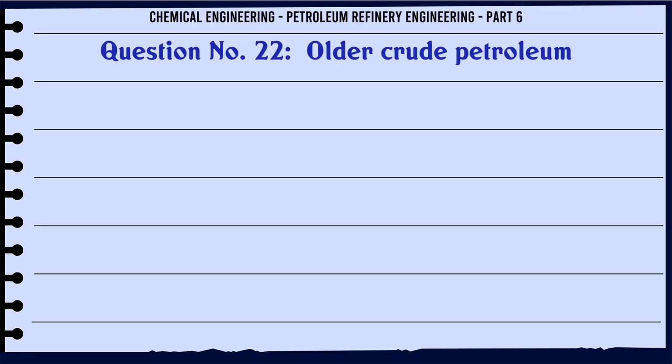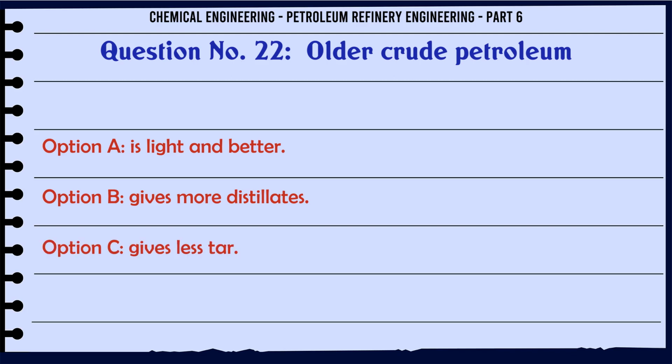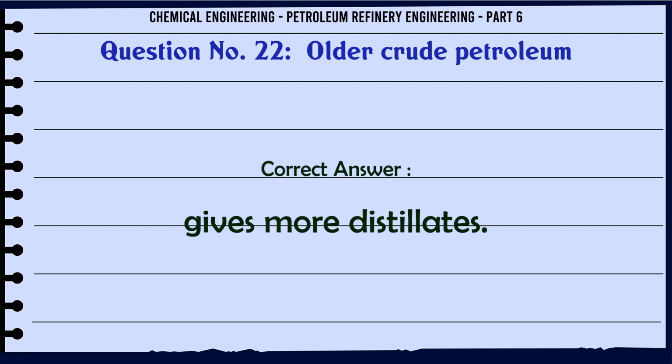Older crude petroleum. A. Is light and better. B. Gives more distillates. C. Gives less tar. D. All A, B and C. The correct answer is gives more distillates.